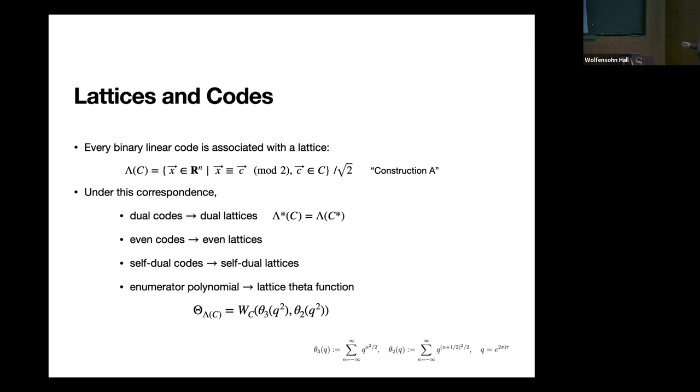But under this correspondence, and in particular with that square root of 2 in there, dual codes get mapped to dual lattices. That is, the dual lattice of a given code is equal to the lattice of the dual code. Even codes get mapped to integer lattices. This should be integer lattices. I'm sorry, that's a mistake. Okay, even codes get mapped to integer lattices, but self-dual codes get mapped to self-dual lattices. Doubly even codes get mapped to even lattices. And the enumerator polynomial gets mapped to the lattice theta function.